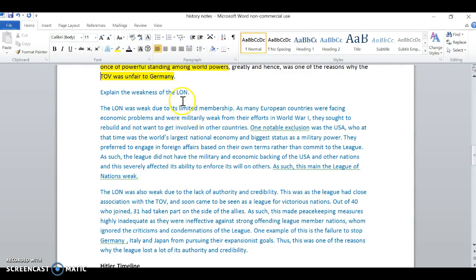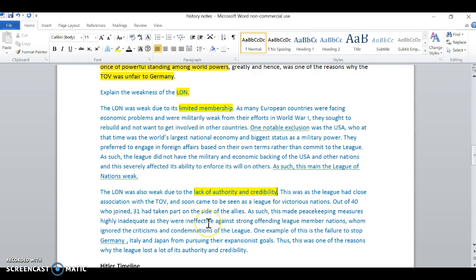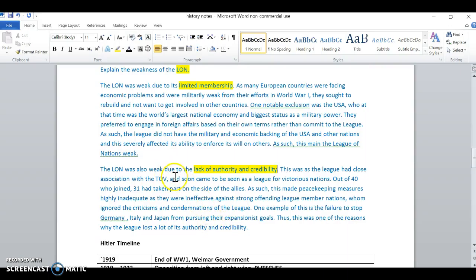Lastly will be the LN. For the LN, they'll only ask you why it is weak. So you can put one factor as one paragraph, which is limited membership. The other one is lack of authority and credibility. So why limited membership? Then for your example, again, you have to know all these facts.